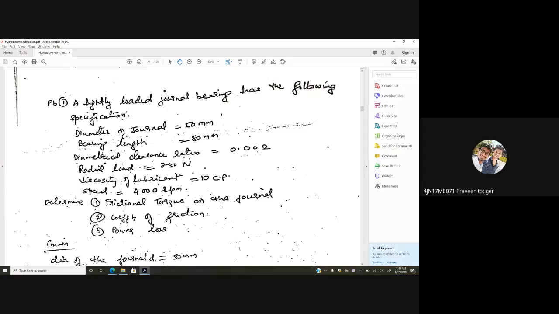A lightly loaded journal bearing has the following specification.